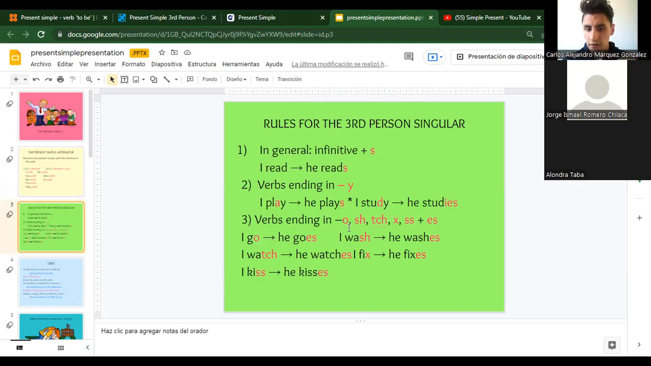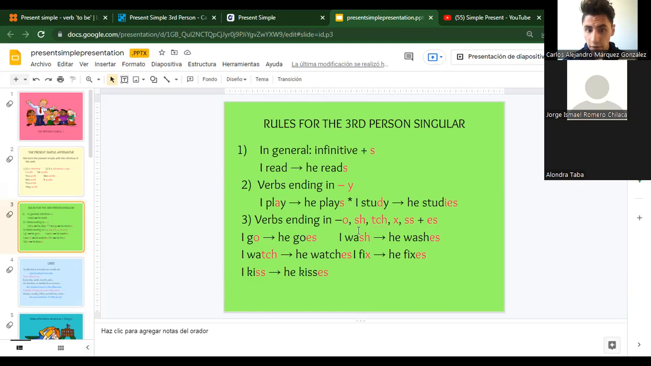Now here we have that when the verbs end with a letter O, just like go, we add ES at the end of the verb. He goes. We pronounce goes, but in reality, we write ES at the end of the verb. Goes. He goes.